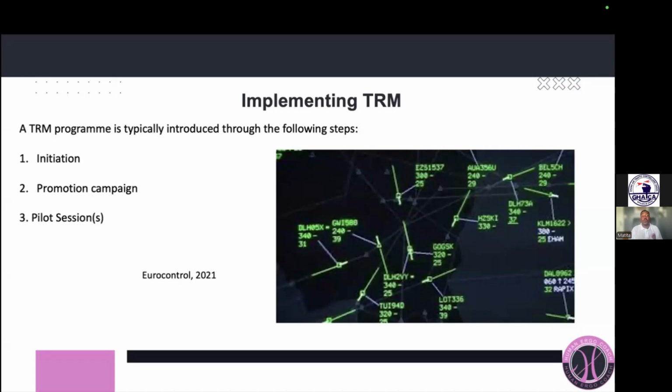And then also you have pilot sessions. Probably you can start with a bigger unit, see how it goes. You go to a smaller unit, see how it goes. You go to the one that is in the middle. You see how it goes, and then you come back and redefine or make changes where needed.